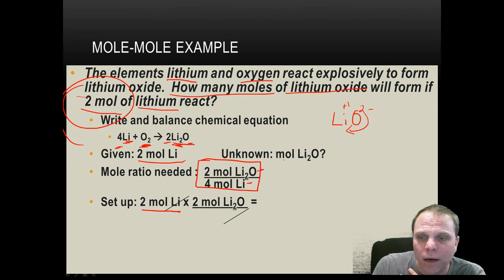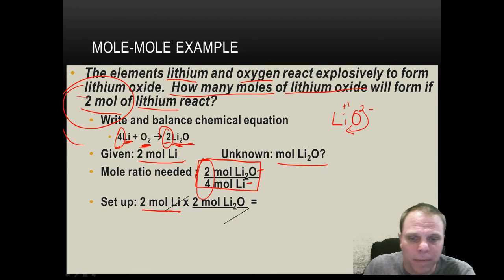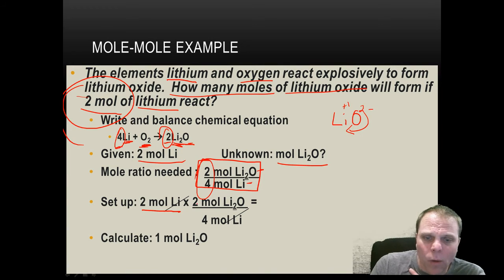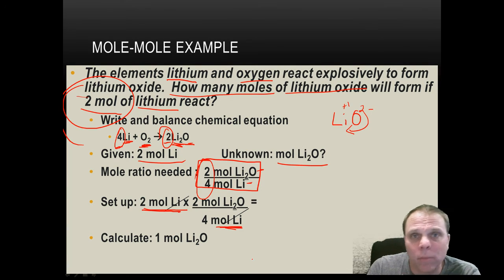Here's your given, here's your unknown. And so you need to figure out the ratio, and you got that from here. There's 2 moles of lithium oxide for every 4 moles of lithium. You're going to use that then in this problem. And you're going to say, all right, well, if I start with my given 2 moles of lithium, what do I want on bottom? I want my moles of lithium on bottom so that they cancel out, right?